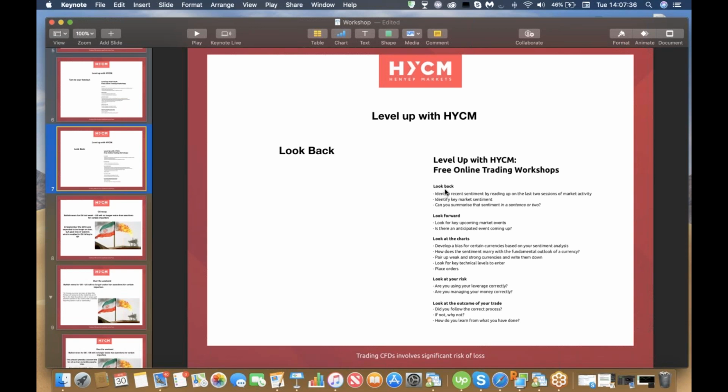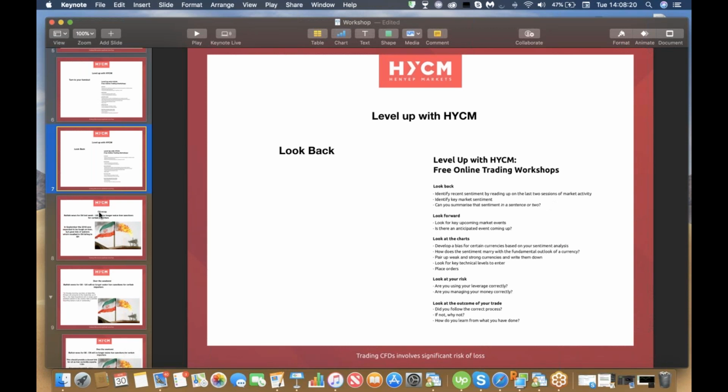The first thing we do under the look back sentiment title is we identify recent sentiment. And we want to read up on the last 2 sessions of market activity. And then we want to identify the key market sentiment and try to summarize that sentiment in a sentence or 2. Okay, so what we're trying to do is see what the market is most focused on at the moment. And if we're trading intraday, that's going to help us to develop a bias for a certain currency to trade. What we're trying to see is what are the reasons for the market's currencies moving in the directions they are. That's what we're trying to establish.